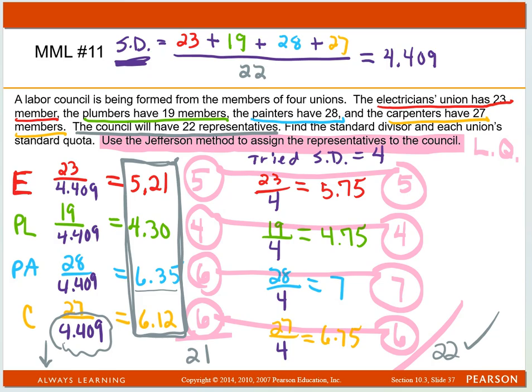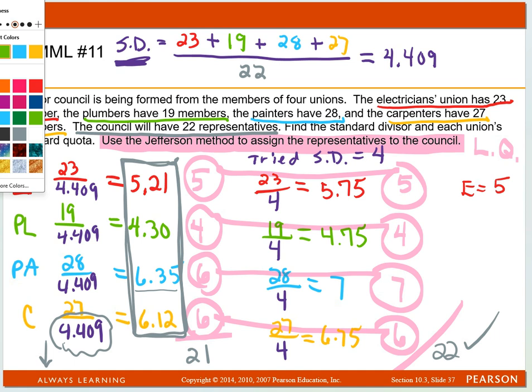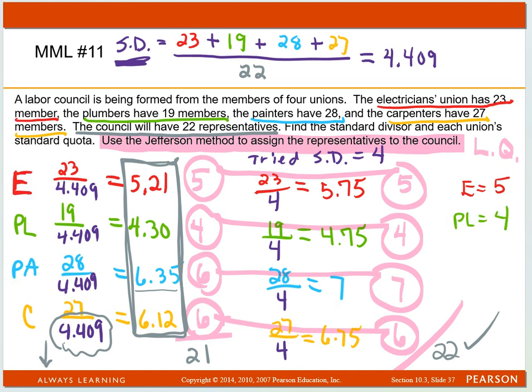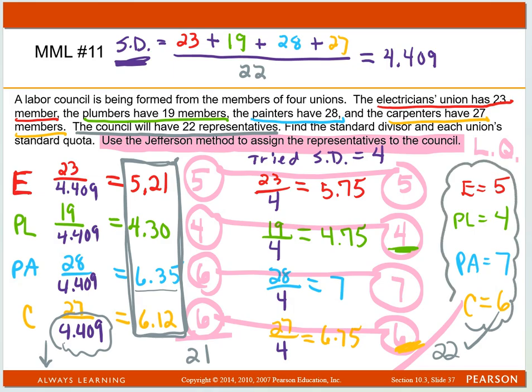So somewhere in your MyMathLab, it'll ask you to enter all these answers. So the council will have 22 representatives. 5 of those representatives will be electricians, and 4 of them will be plumbers. PA is painters. The painters will get 7. And last but not least, the carpenters will get the 6 right here. So these are my answers, and that was Jefferson's method. Isn't this fun?